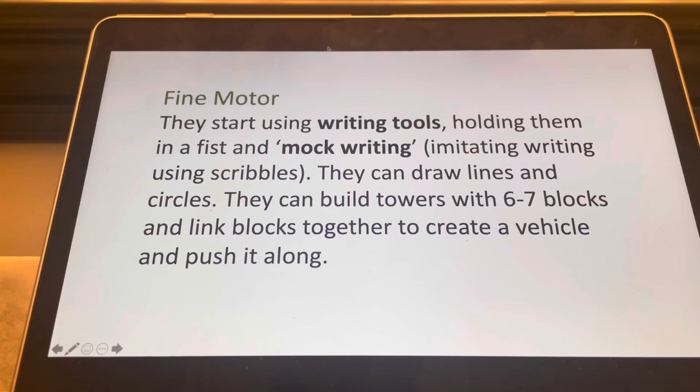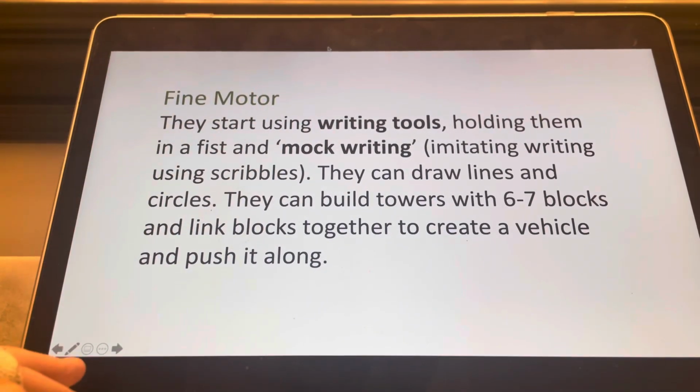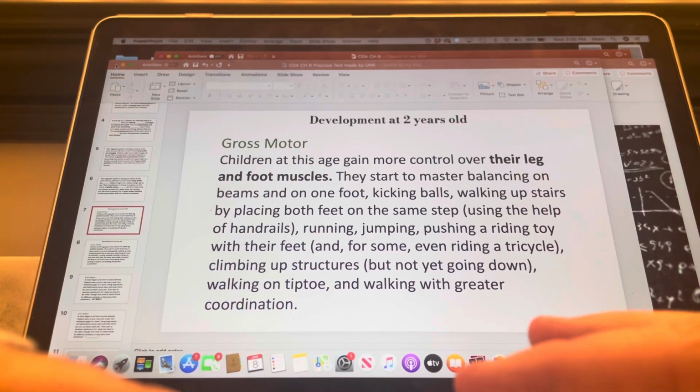Like mock writing is when kids start to kind of do scribbles. They think they're writing, but they're really not yet. Okay, so anyway, that's going to be the first PowerPoint that you get. That's already done. I'll send that to you first.